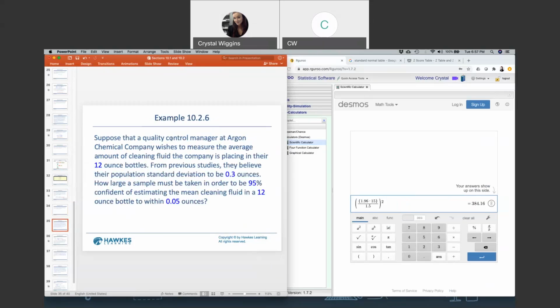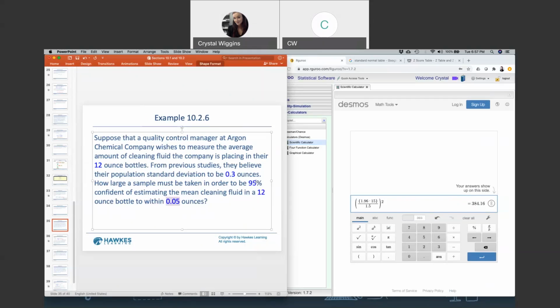Next example, suppose that a quality control manager at Argon Chemical Company wishes to measure the average amount of cleaning fluid the company is placing in their 12-ounce bottles. From previous studies, they believe their population standard deviation to be 0.3 ounces. How large a sample must be taken in order to be 95% confident of estimating the mean cleaning fluid in a 12-ounce bottle to be within 0.05 pounds? Now, within is your key word. That 0.05 is the margin of error, which is not always that obvious.